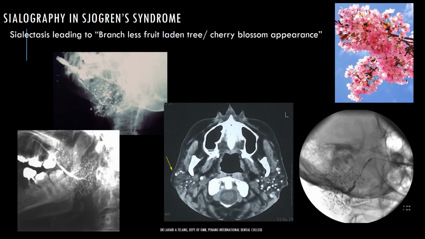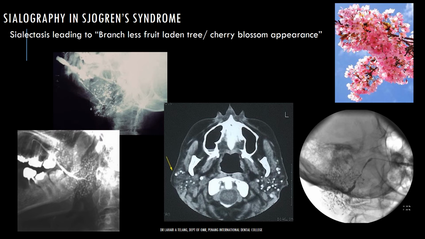Xylography in Sjogren syndrome is a very important radiographic feature. Sialectasis leads to a branchless fruit-laden tree appearance, also called a cherry blossom appearance. This happens because after the dye is injected, it is retained in the inflamed salivary acini because of sialectasis, and it is unable to flush out the saliva, and hence the dye remains there, giving the appearance of the cherry blossom or branchless fruit-laden tree appearance.